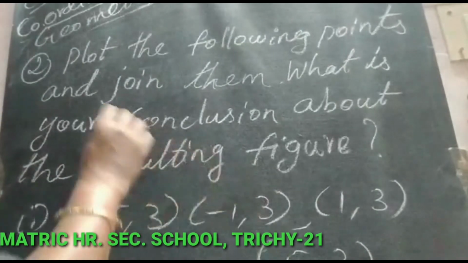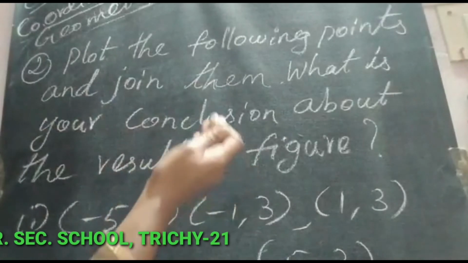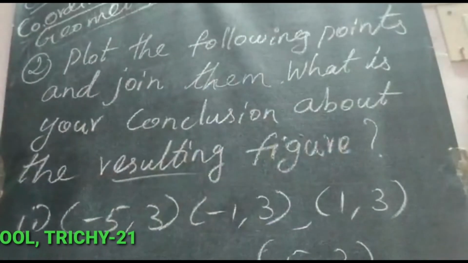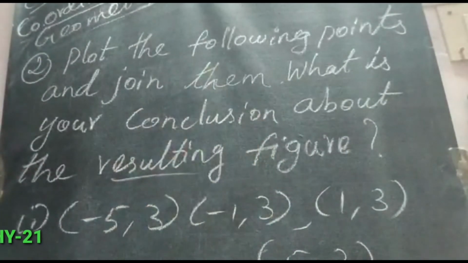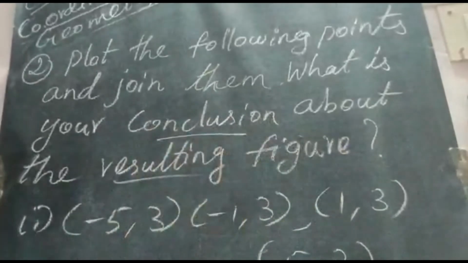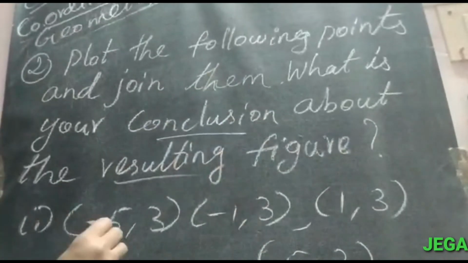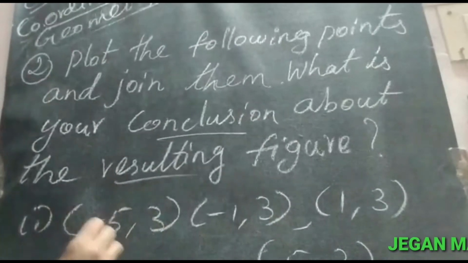Plot the following points and join them. You have to plot the given points and then join them. After you have joined all these given points, you have to tell what your conclusion is about the resulting figure. So first one is minus 5 comma 3. The name is not given, so you have to give the name.